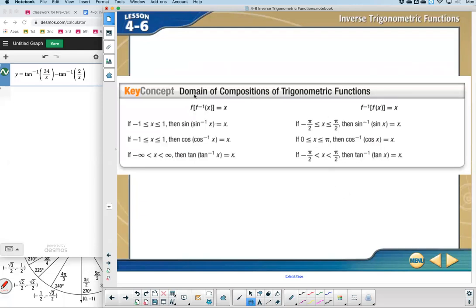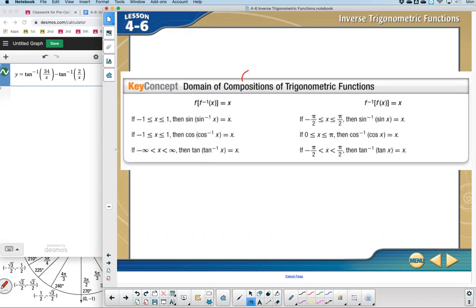Now let's look at composition of trig functions. Composition, if you remember, is that very confusing thing from lesson 1.6. It's where you have one function within another function. What can get really tricky is the domain and range can go crazy on you.